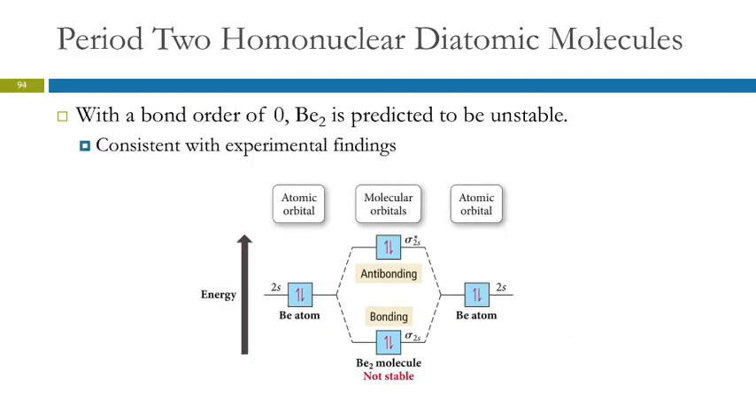Let's look at Be2, beryllium. So beryllium's got 2 valence electrons. So the 2s and the 2s combine, and we've got the same molecular orbitals here, sigma 2s and sigma star 2s. But when we put the 4 electrons in here, we get 2 in the bonding and 2 in the antibonding. And when we calculate the bond order, it's 0, predicting that this doesn't exist, that it's unstable, and that's correct.